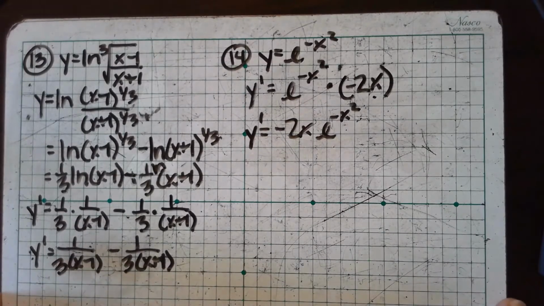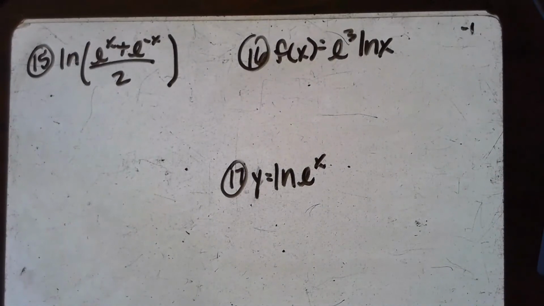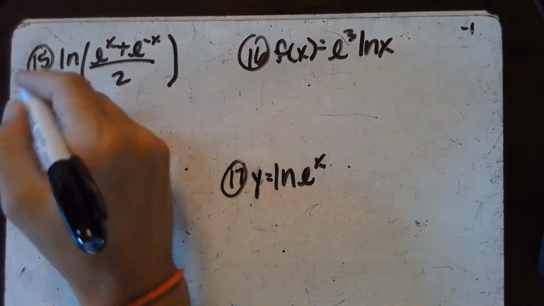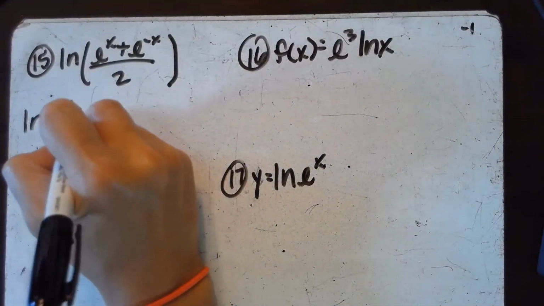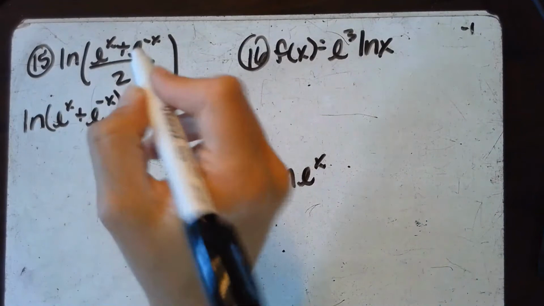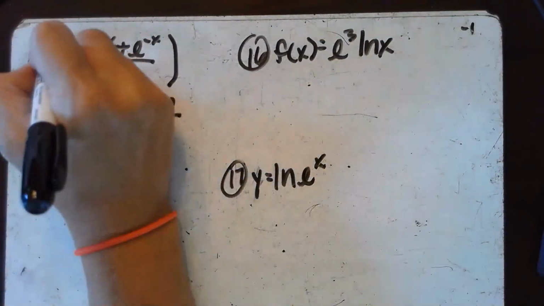All right, moving right along. Again, if you ever want to freeze this, please freeze it. Now, I see ln on this one. Just look at it, see what you might want to do. Maybe if I break it apart: ln of e to the x plus e to the negative x, and then minus ln of 2. And I'll put a y on this.